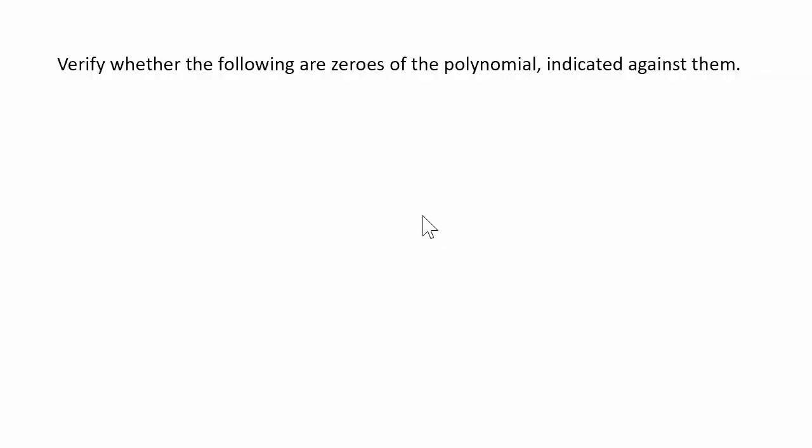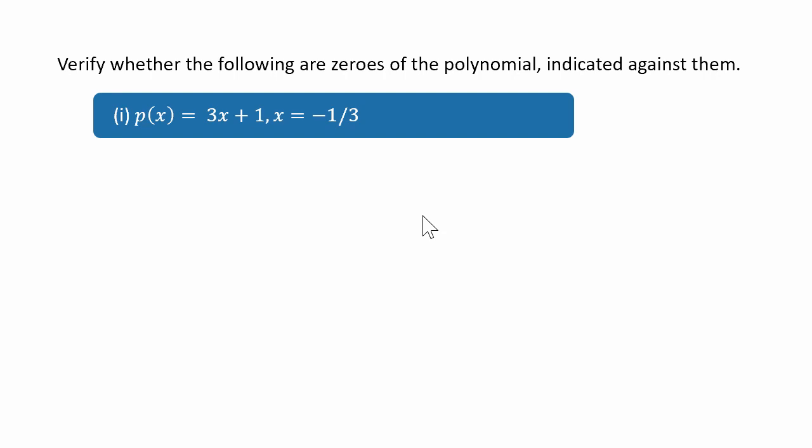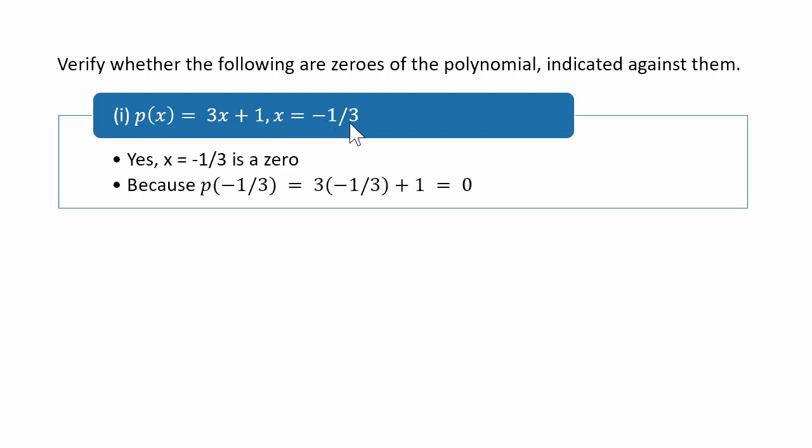Verify whether the following are zeros of the polynomial. We've been given a polynomial p of x, which is 3x plus 1, and we have been given minus 1 by 3 as the value of x. We need to say if minus 1 by 3 is a root or not, a zero or not. Yes, it is a zero.